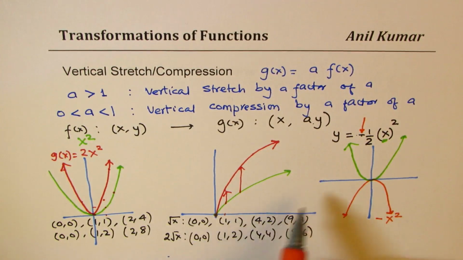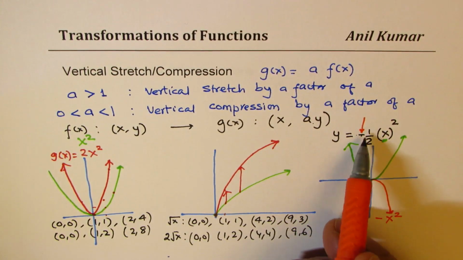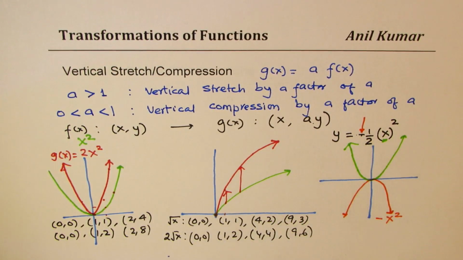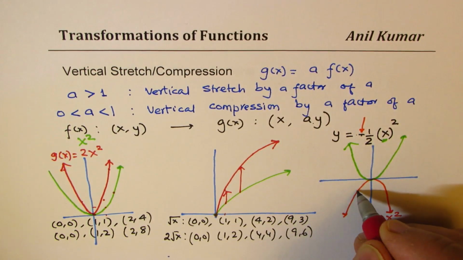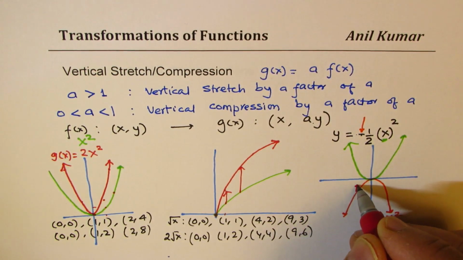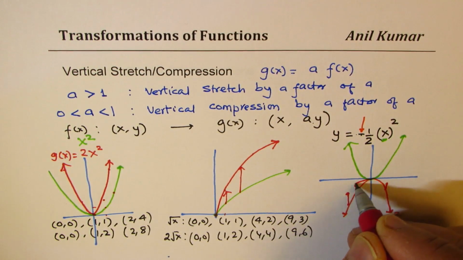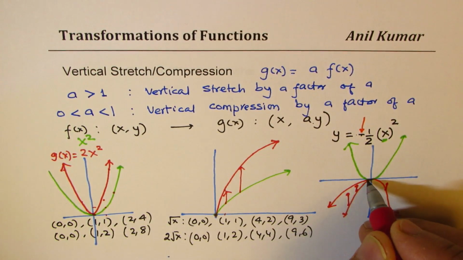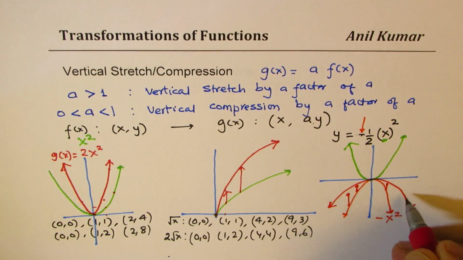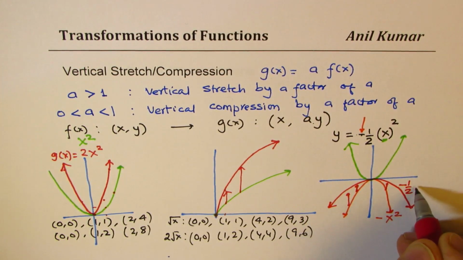That is a reflection. Now, compression by a factor of half really means that all these points will be halfway down, right? So they get multiplied and they will come here. So we'll have a final graph which will look like this. So this graph will be minus half x squared.